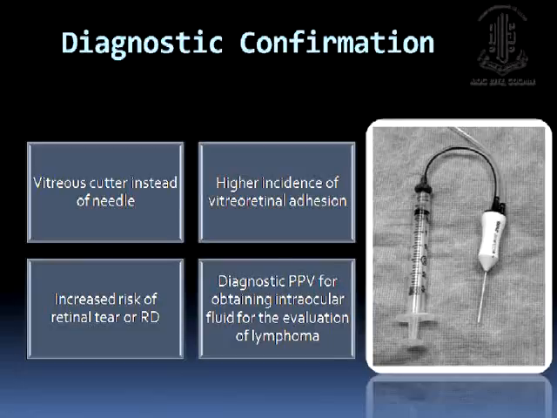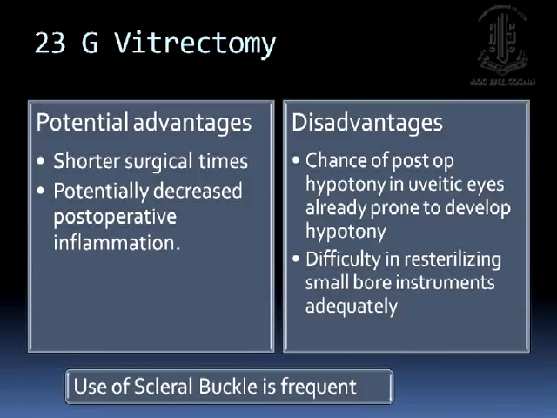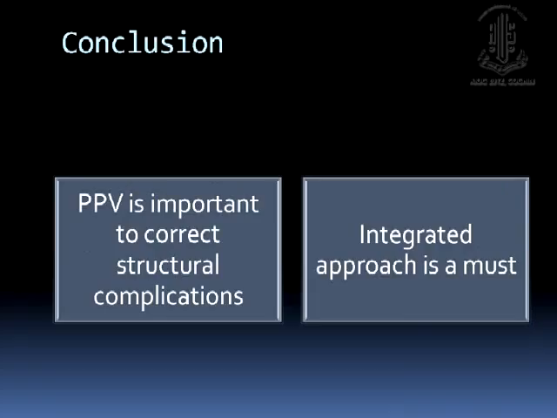Last but not the least, pars plana vitrectomy may be useful for obtaining intraocular fluid for evaluation and diagnosis of conditions like lymphoma. 23 gauge vitrectomy can be easily done in these patients. However, you need to remember that the chance of hypotony, which is usually seen in uveitic eyes, may be higher if you use a 23 gauge vitrectomy. Also, we saw that more common use of scleral buckle in these patients may actually limit the number of times you could use a 23 gauge vitrectomy.